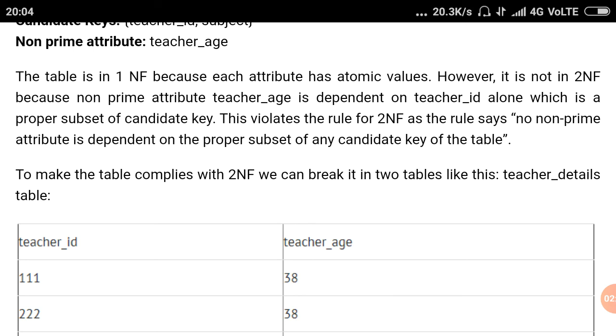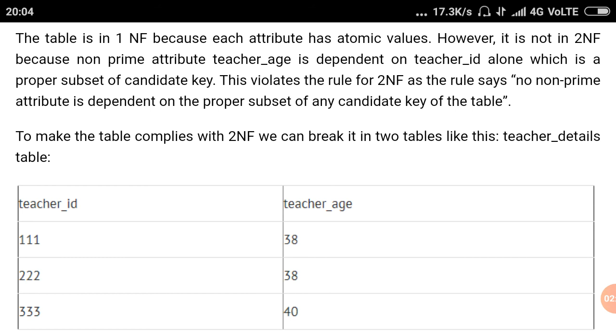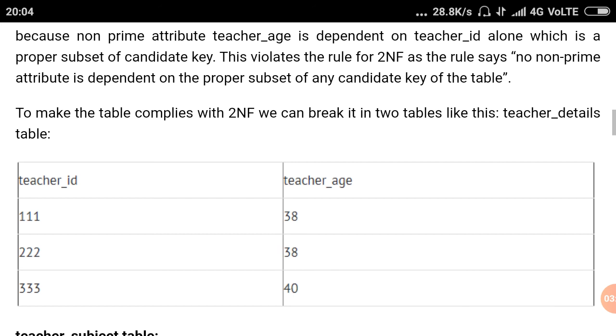This violates the rule of second normal form, as the rule says no non-prime attribute is dependent on a proper subset of any candidate key of the table. To make the table comply with the second normal form, we can break it into two tables like this: a teacher details table.